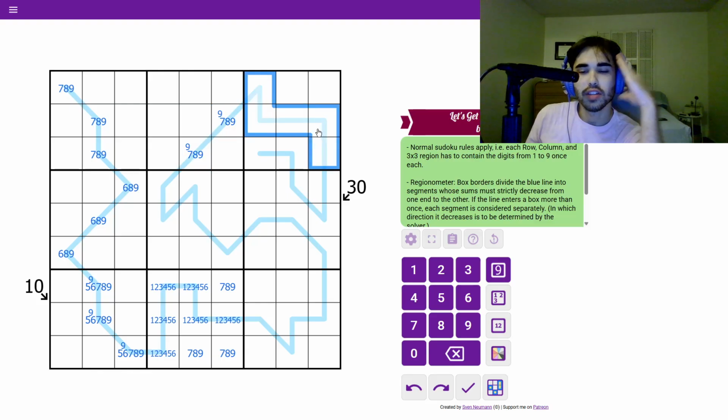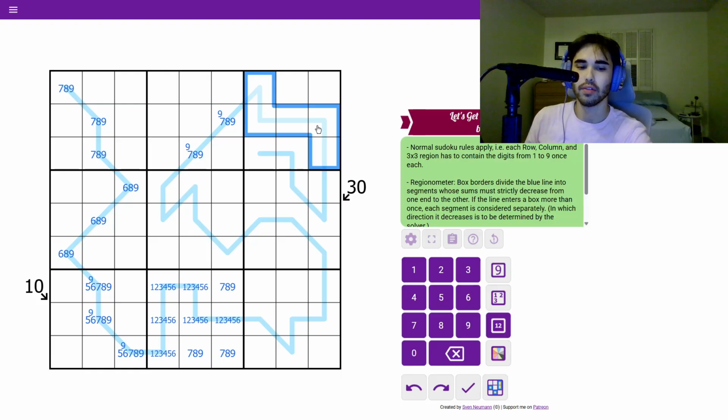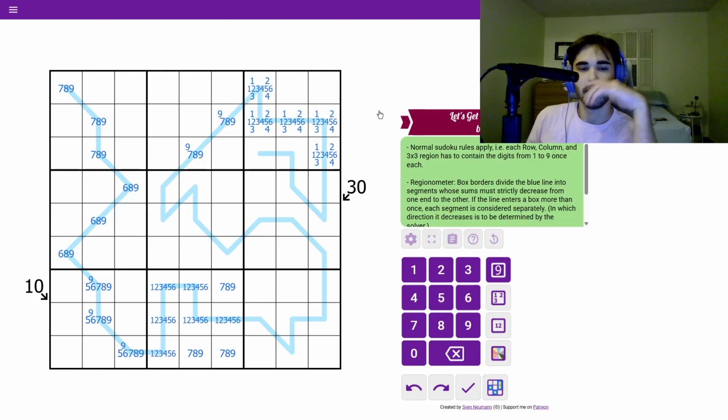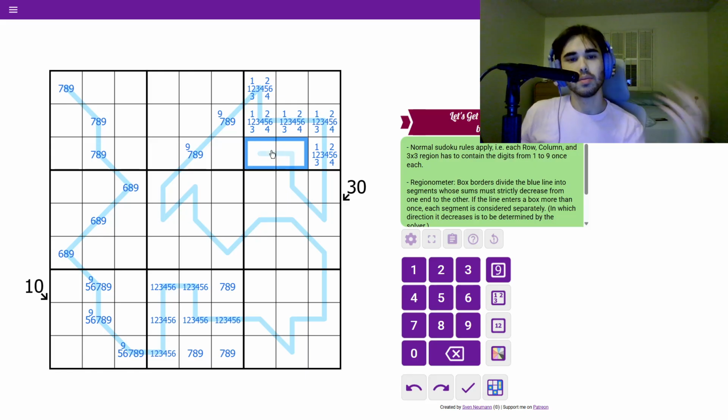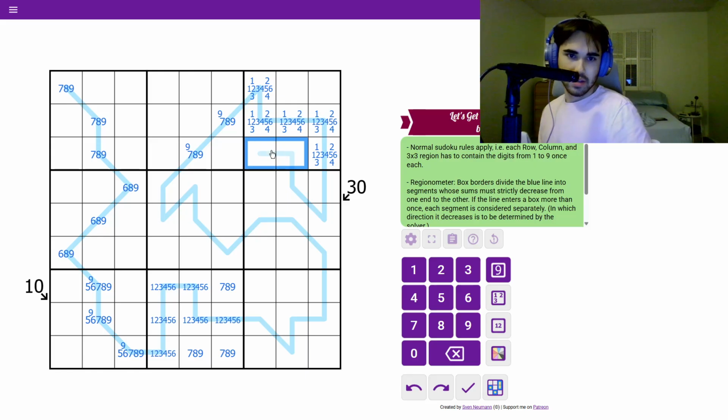This is 15 or 16, so it must include 1, 2, 3, and 4. I guess I should do this. And then I don't know if the last digit is 5 or 6. We're not sure. So doesn't that limit what this could be? I guess it doesn't.